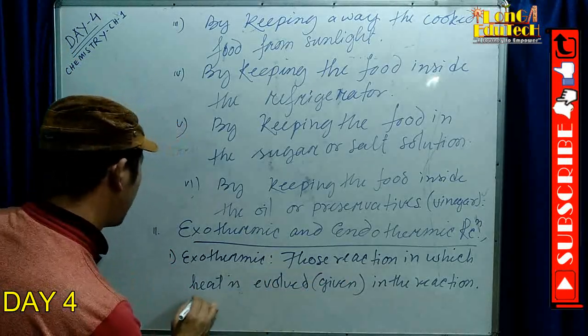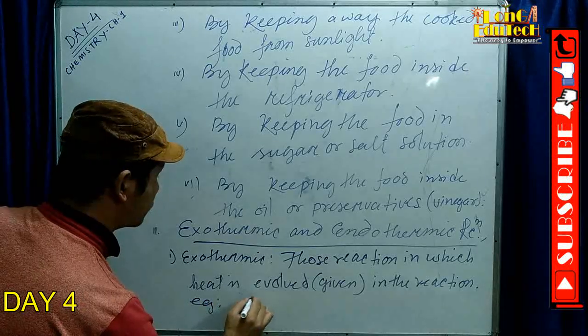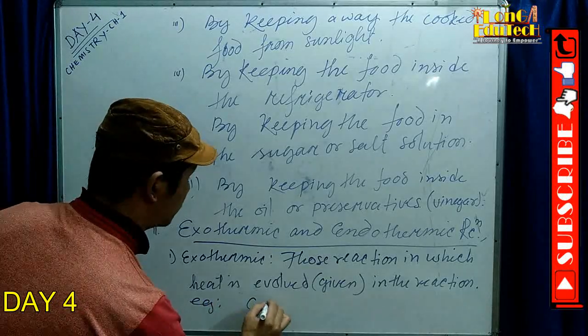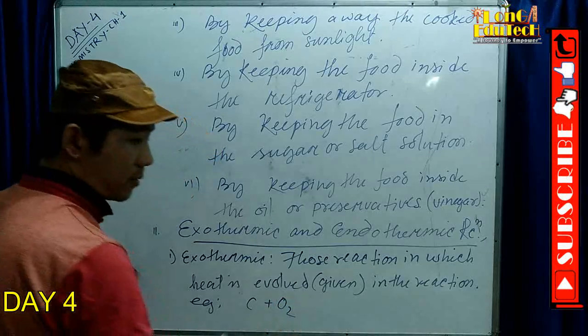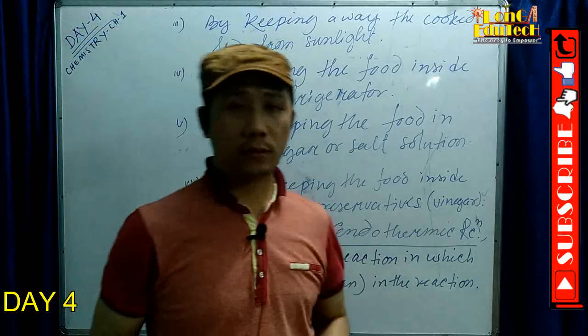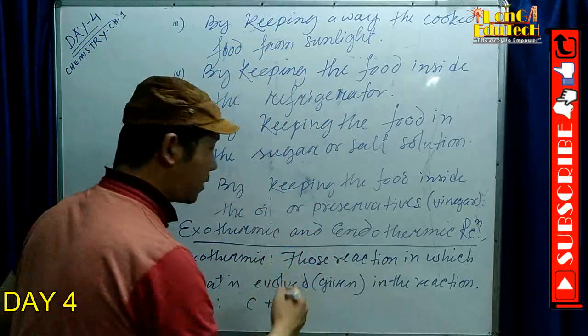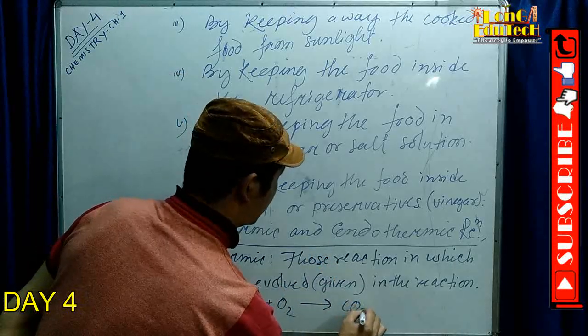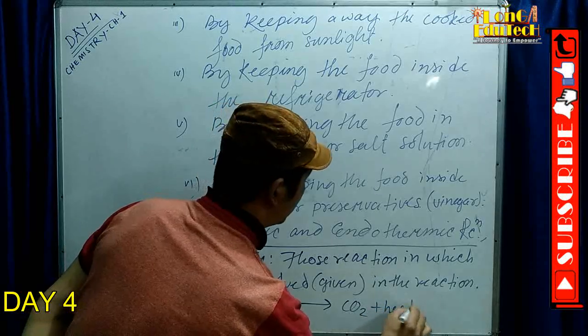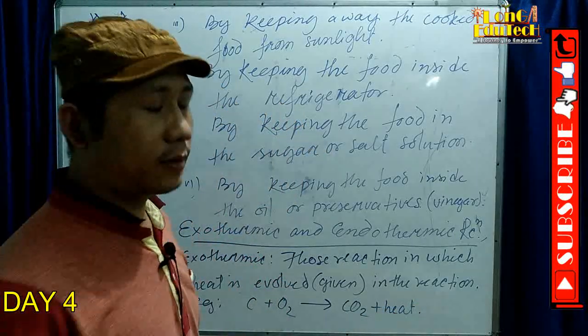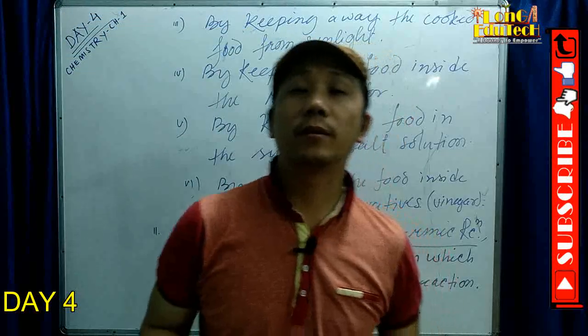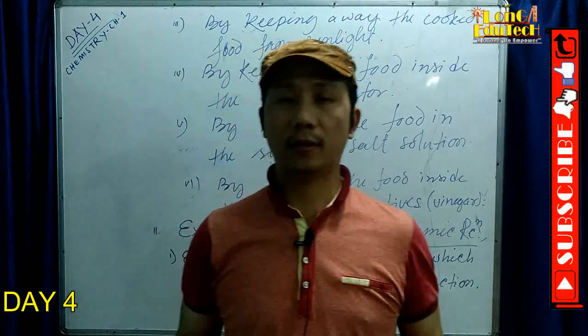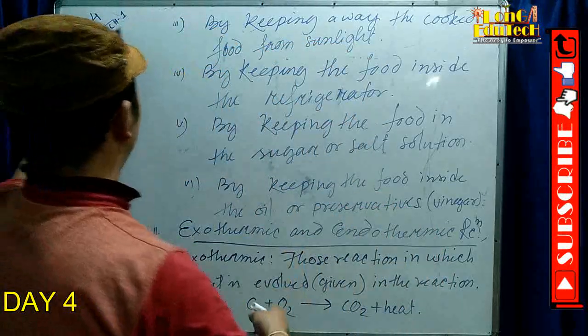Presentation on example, like say carbon plus oxygen. Say a paper, it contains carbon, you know. So it is burnt, that is it reacts with oxygen while burning, then it gives carbon dioxide plus heat. Heat is produced in the reaction. Such kinds of chemical reactions are called exothermic. Okay, fine. We'll go to the endothermic reaction.